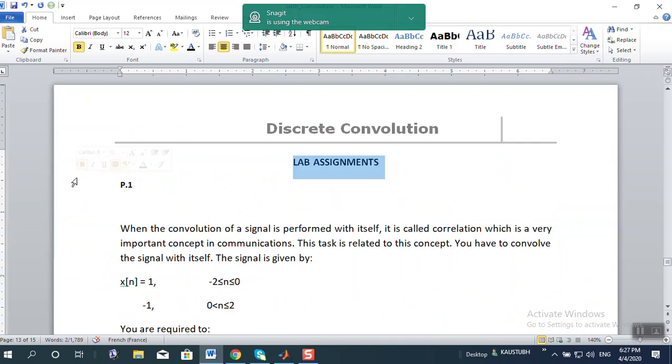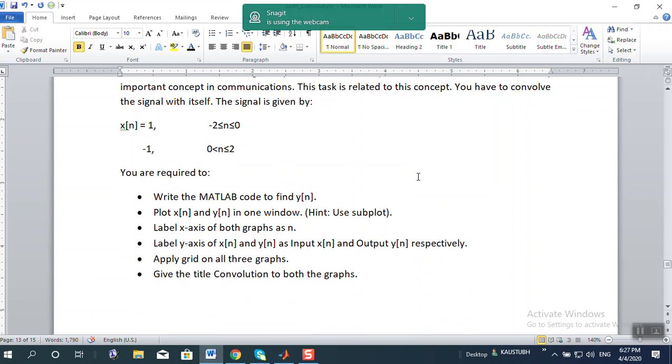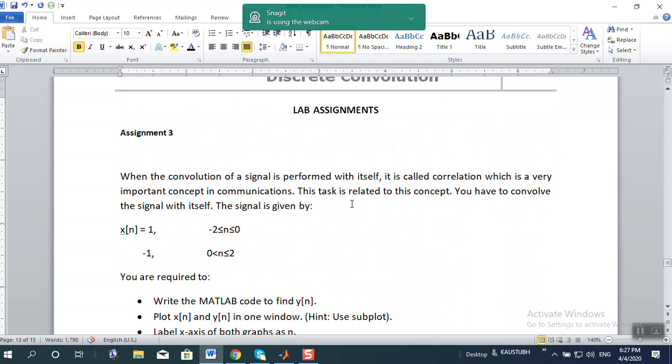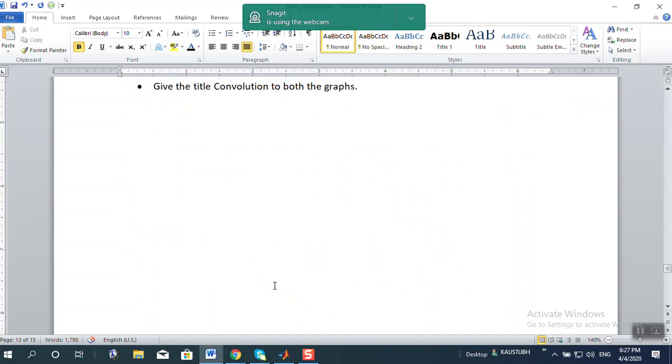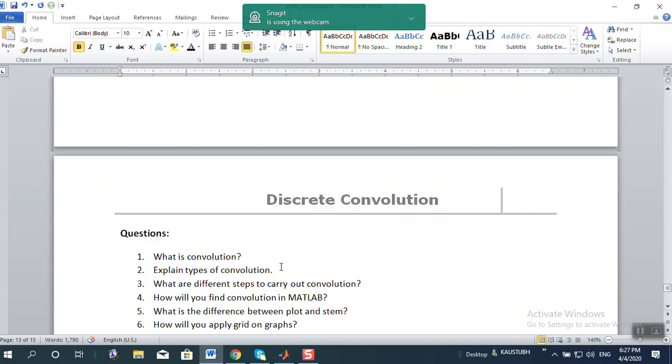Then task 7, probably this is assignment 3. When the convolution of a signal is performed with itself, it is called correlation. Correlation I have not explained theoretically yet. I'll explain it, which is a very important concept of communication. This task is related to this concept, so you need to do the correlation. You just consider this assignment, but before that I'll provide you detail about the correlation.